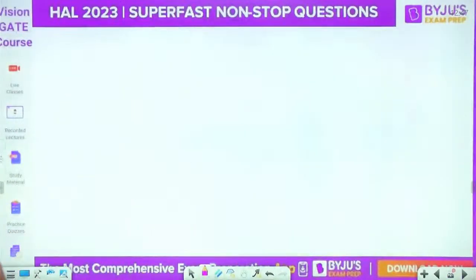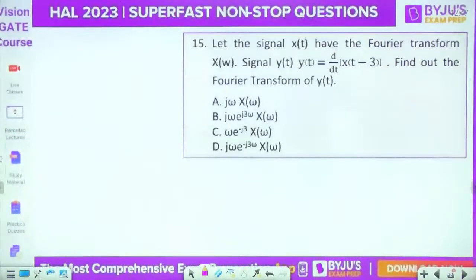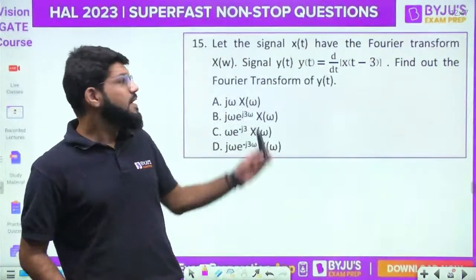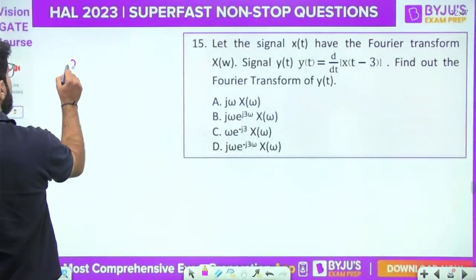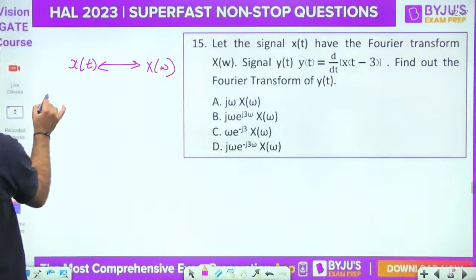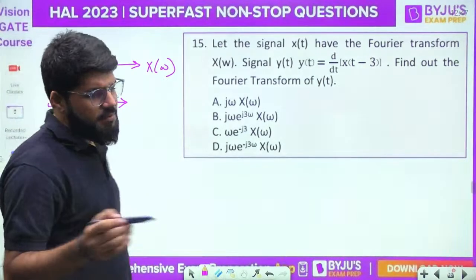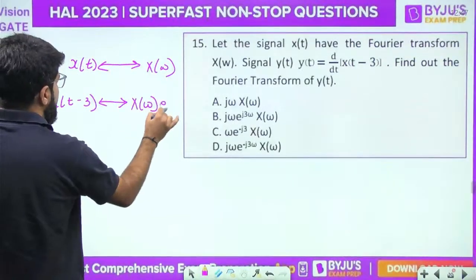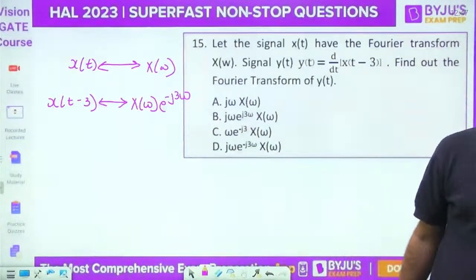Okay, next question ready for you. Number 15. Let the signal x(t) have the Fourier transform X(omega), and let the signal y(t) be equal to d by dt of x(t minus 3). Find the Fourier transform of y(t) in terms of X(omega). Fundamental property question. So what is the Fourier transform for x(t minus 3)? The time shift property will be applied. Whenever there is a shift in time, there is a phase term, an exponential term, in the frequency domain. So that becomes X of omega e power minus j3 omega.